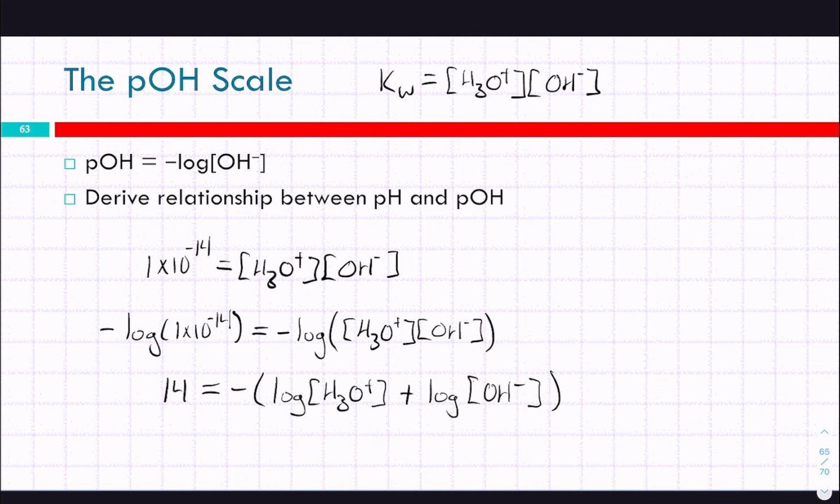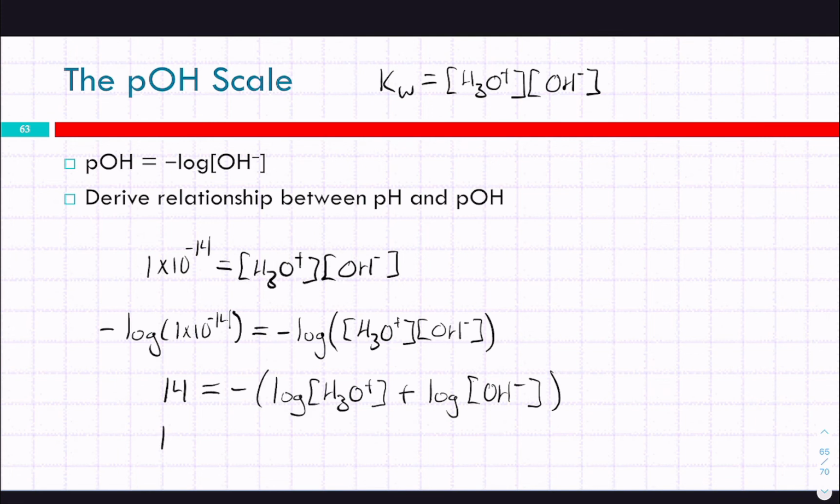So pOH is the log of OH minus. pH is the log of H3O plus. So we can substitute those out. We can say that this is now... do I want the negative there? Oh, yeah. Sorry, I should have backed up a step here. I'll do it on this step.